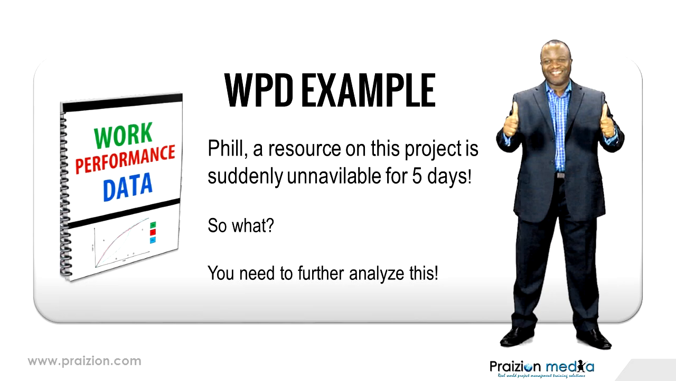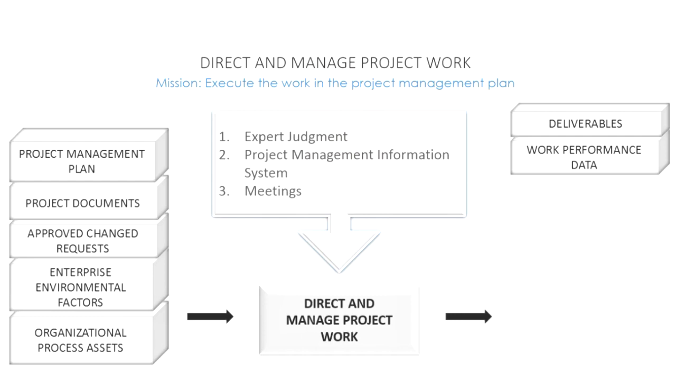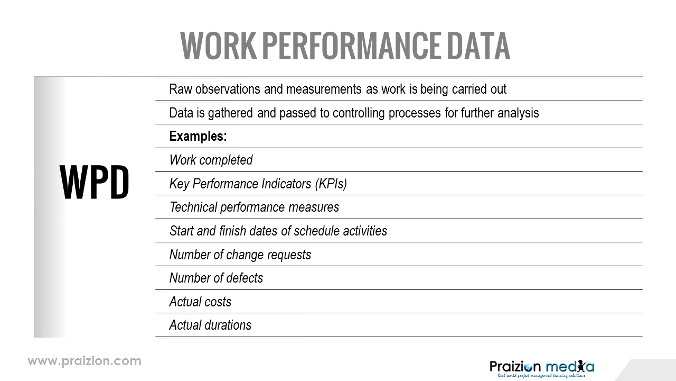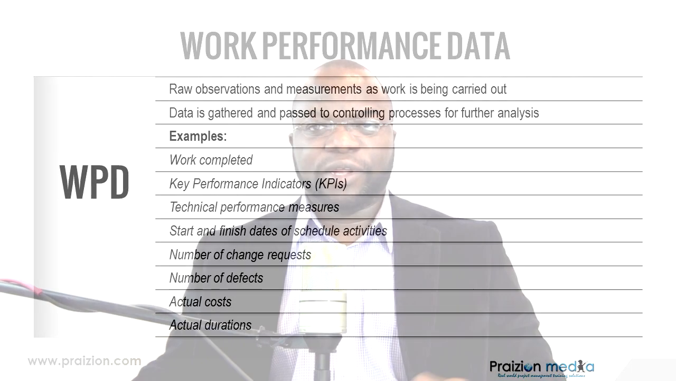When you have now analyzed the relevance of Phil's not being available, we then call that work performance information. So work performance data that you see on the screen here is good. It's okay. The measurements that we glean are fine. But if we have not weighed what the implications are, it's just data. We need to go to the next level, information.